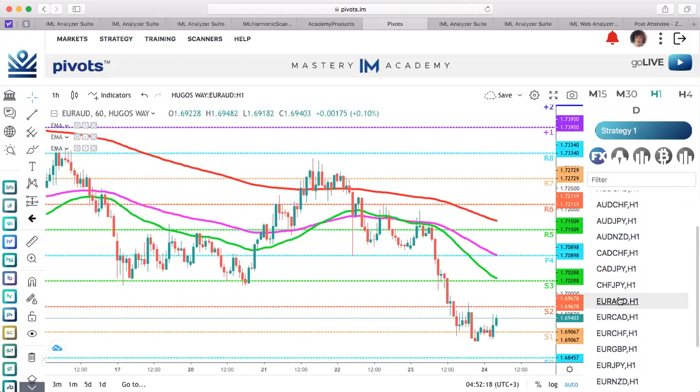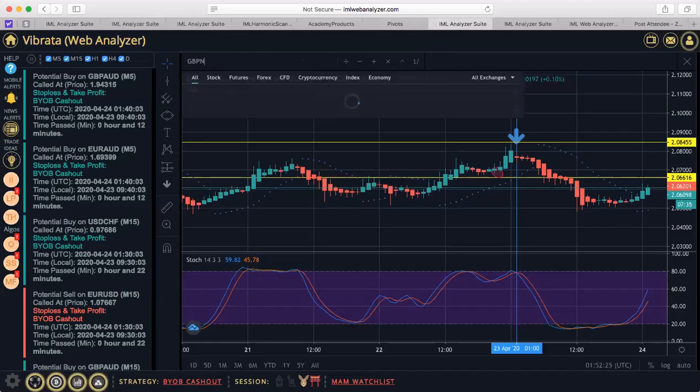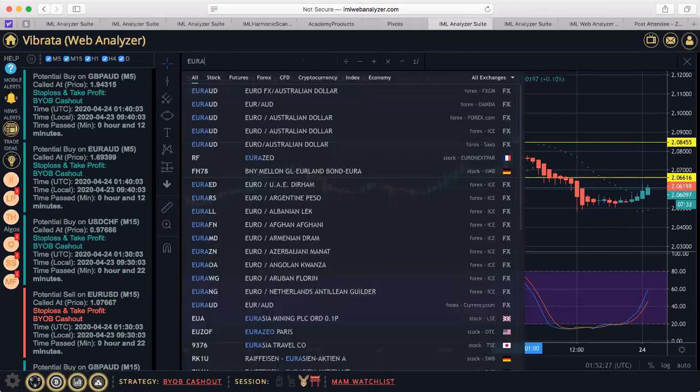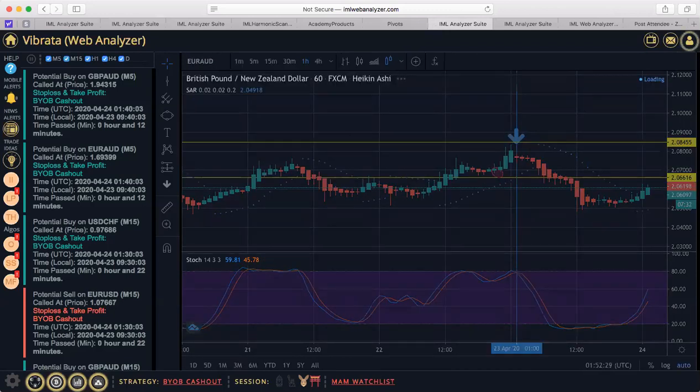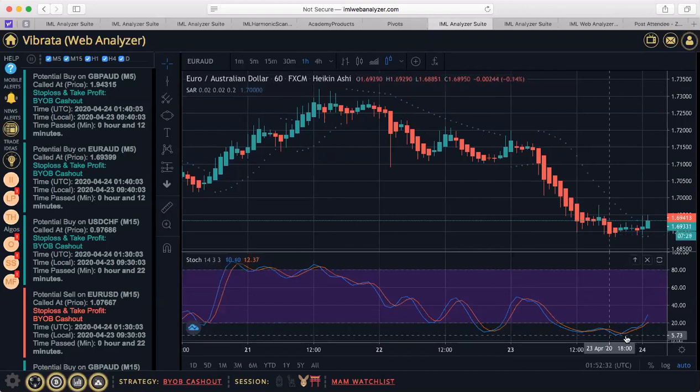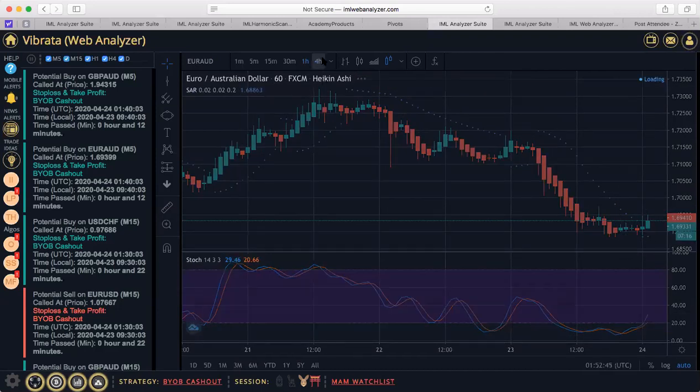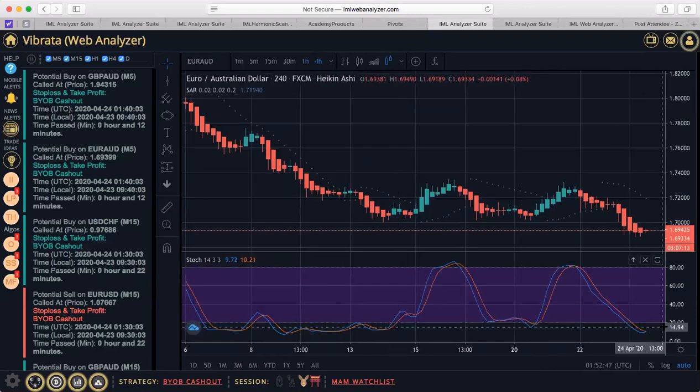That's what you're looking for, so you can scroll through here and grab some currencies. Like you see, this one is around S1. This is Euro AUD. If I bring this back over here, Euro AUD, where is it at? Look at my 1 hour. Where's my stochastic on my 1 hour? And now look at my 4 hour. My 4 hour is gearing up.